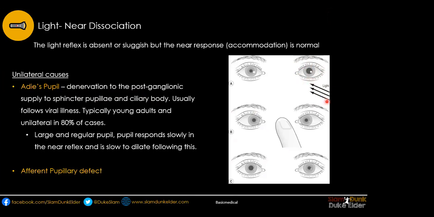When you direct light at it, it's very, very slow to constrict. When you do accommodation, it will react to accommodation. The near response will be normal, but it will be slow to constrict. When you take away that near response, it will be slow to dilate. So you can see here that the normal pupil has dilated, but the Adie's pupil is taking its time. So unilateral causes, Adie's pupil, and also an afferent.